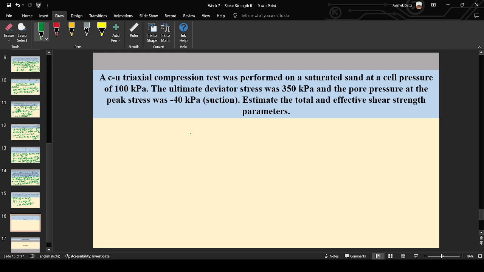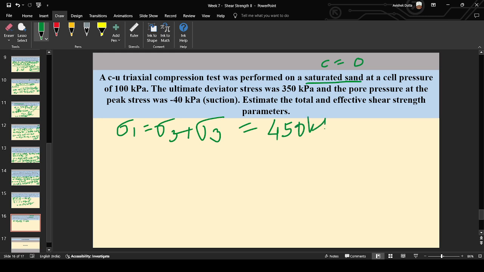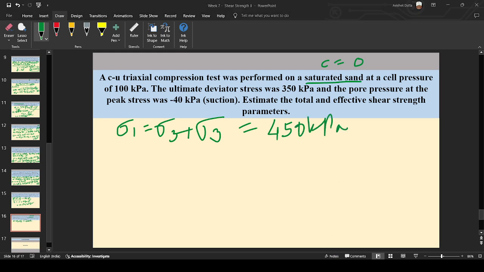Consolidated undrained test. Okay. First of all, a saturated sand has been taken over here, for which c will be equal to 0. So we remove one parameter initially. Now we have cell pressure 100 and deviator stress of 350. So what is sigma 1? That is the major principal stress. Sigma 3 plus sigma d, 350 plus 100, 450 kilopascal.